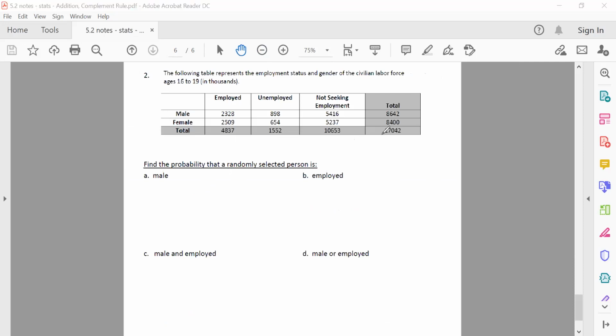So if we randomly select one of these people, find the probability that they are male. Well, this one's kind of easy. We can ignore, for the moment, these numbers in here, because bottom line is there's 8,642 males out of 17,042 total people. So it's just going to be 8642 over 17,042. And we'll just draw a little line here and make it a fraction. And so whatever that becomes, you can put that in a calculator. Do 8642 divided by 17,042. You'll get a little over 50%.